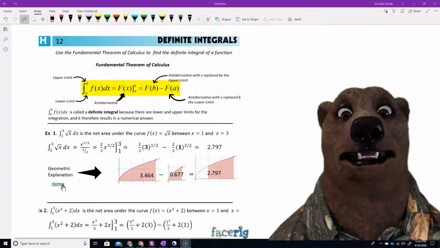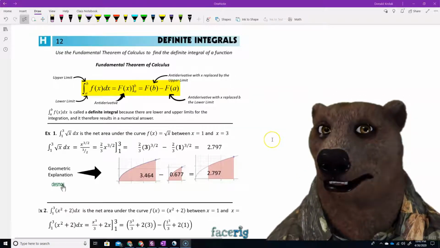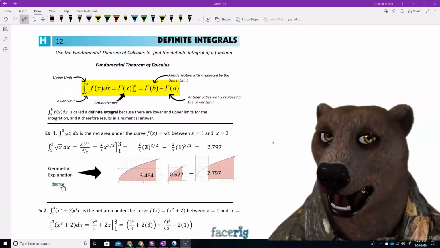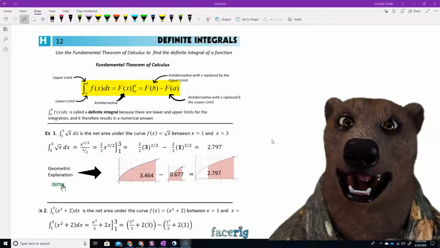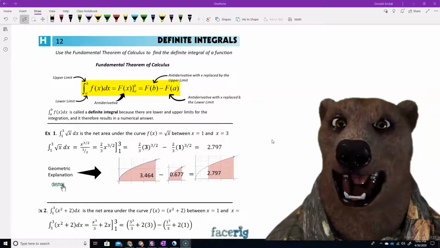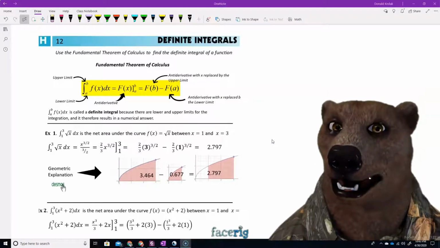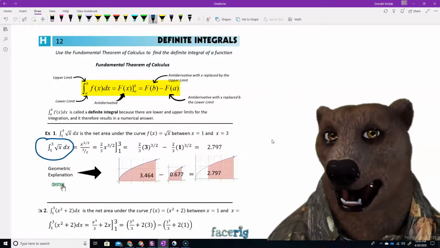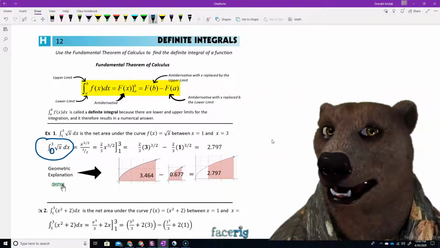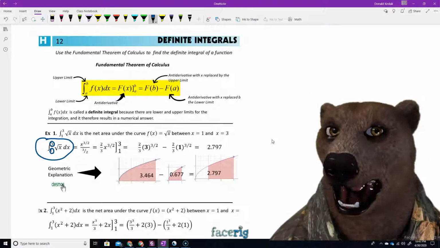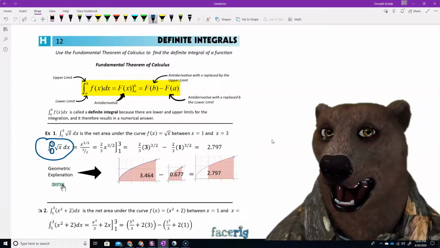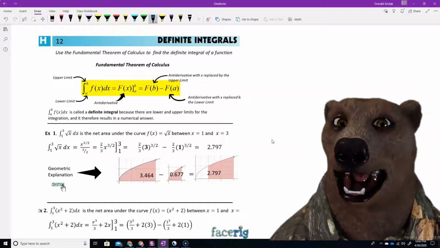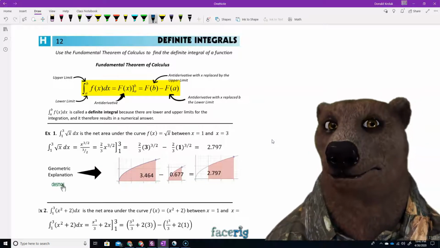So let's get started. We're looking at definite integrals today using the fundamental theorem of calculus. The fundamental theorem of calculus tells us how to evaluate an integral. If we take a look at this integral right here, this is a definite integral because it's got a lower and an upper bound. So you integrate it like you would normally, but you don't have to worry about the constant c because you have the two bounds.